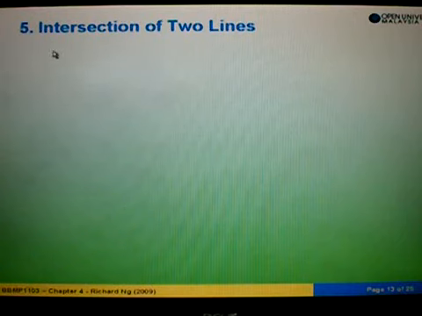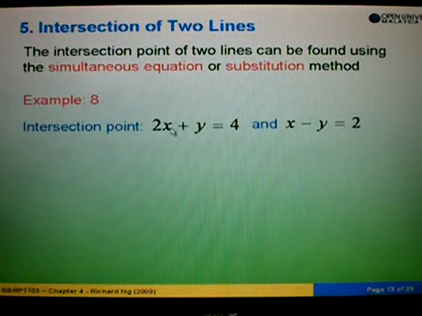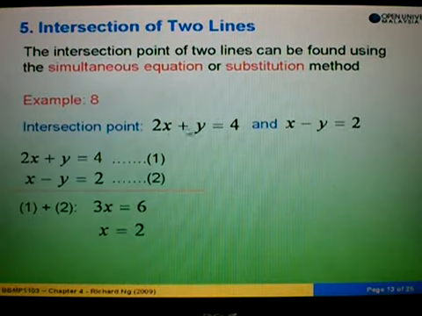Alright, next we move on to intersection of two lines. Alright, so if we are given the two lines 2x plus y equals 4 and x minus y equals 2. Alright, so we write 2x plus y equals 4 as equation 1 and x minus y equals 2 as equation 2.